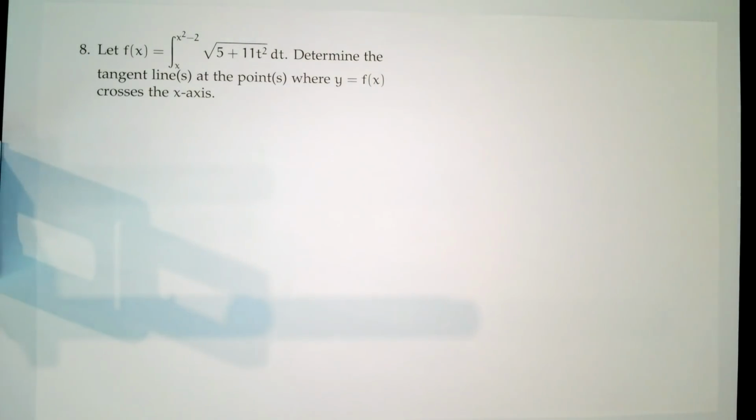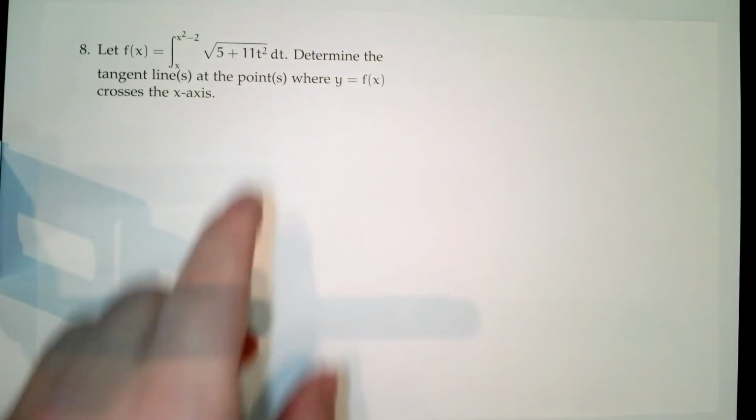All right, number 8. Suppose you have the following function f of x. It's defined in terms of an integral. The integral from x to x squared minus 2 of the square root of 5 plus 11t squared dt. Determine the tangent lines at the points where y equals f of x crosses the x-axis. Now, this means that we have to find a couple things. So I have this function f of x.